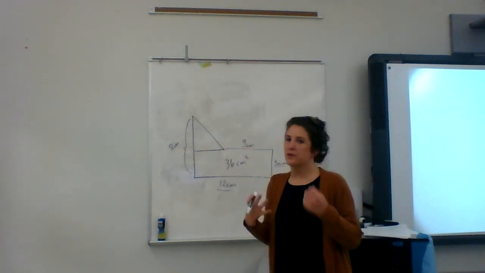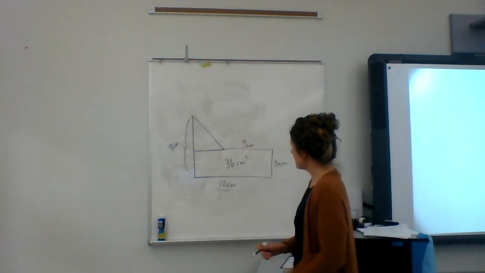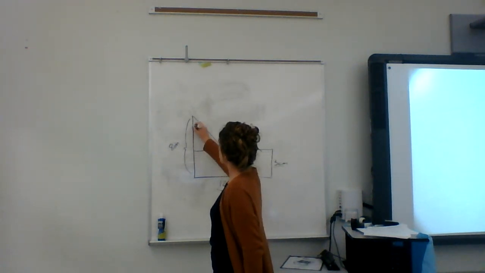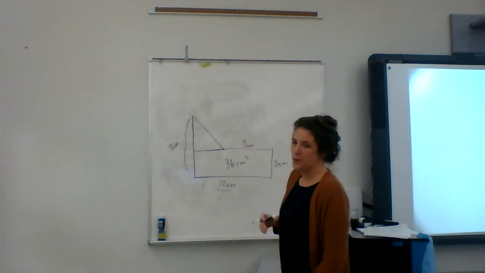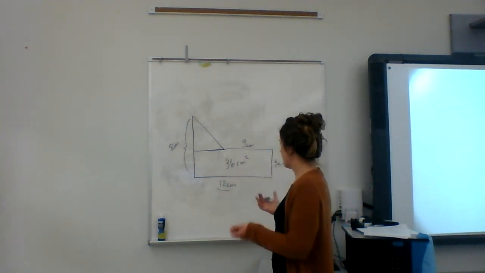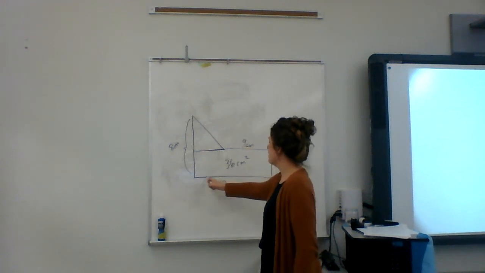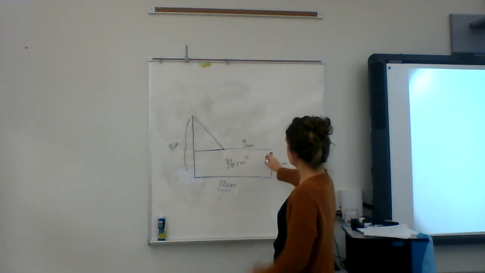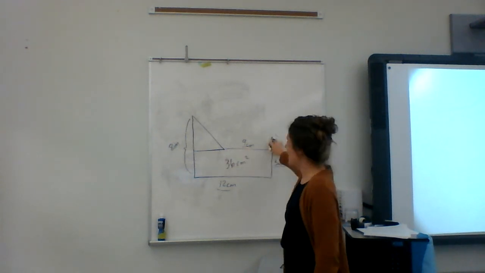Now I have my triangle. A little bit harder, but it'll be fine. I want to know the distance of my base and my height. Right now, I don't know either. So I need to look at other things around it to see if that can help me. I know this entire length is 12, and this length here is 9.